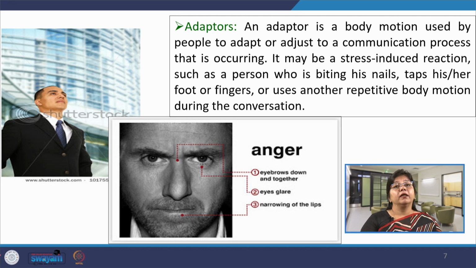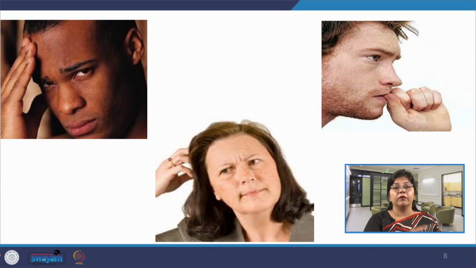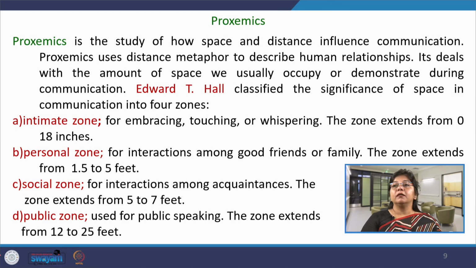So, this is about adapters, how we adjust our body movements according to the situation. But as soon as we adjust our body movements, that expression is very much displayed in that body movement. When you are in a very thoughtful mood, or you are in tension, you are biting nails or scratching your head. That means you are stressed and thinking a lot about how to solve the problem. So, this is again adapters, or affect displays, or illustrators, how we tend to transmit a real message without uttering a word. Alright, that was kinesics, or body movements.